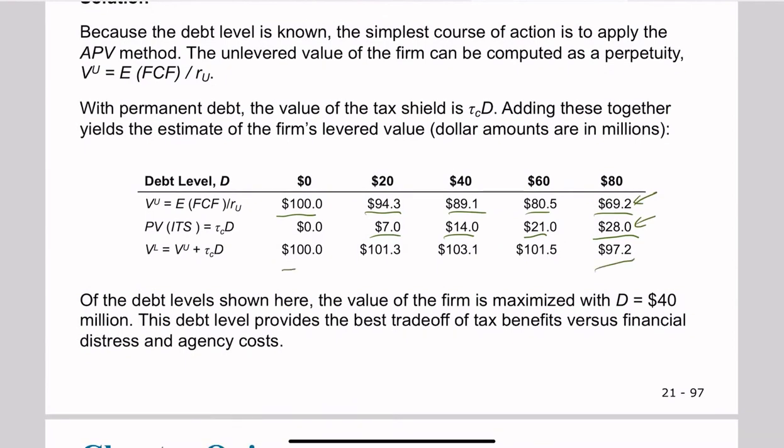And then you will look for the debt level which maximizes your levered value. And you can see that this is the best level, right? Because at the debt level of 40, the firm's value is the highest, with a number of $103.1 million.